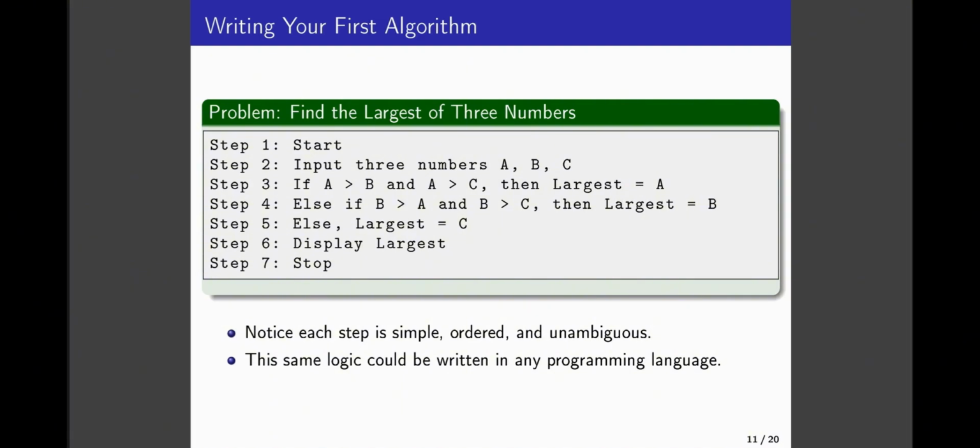Now which number is larger? So display the largest value, and final step, stop. Notice how each step is simple, ordered and completely unambiguous. There is no guessing involved. And this exact same logic could be written in absolutely any programming language you choose.